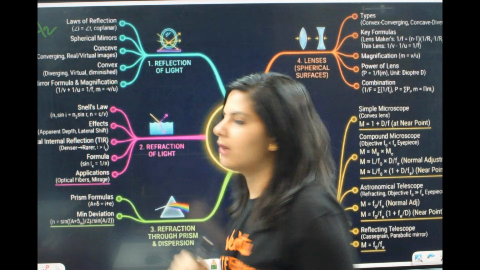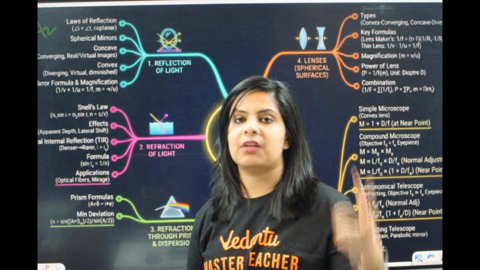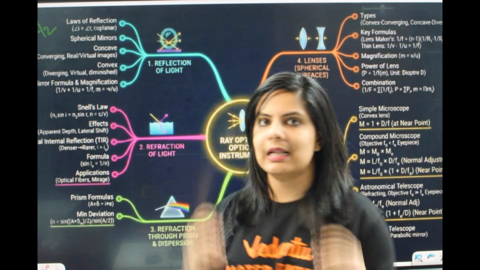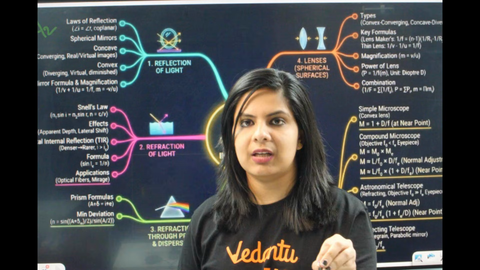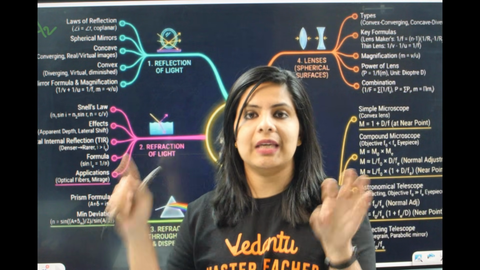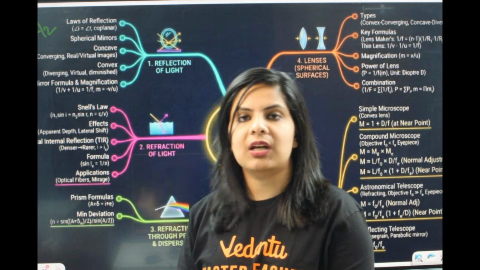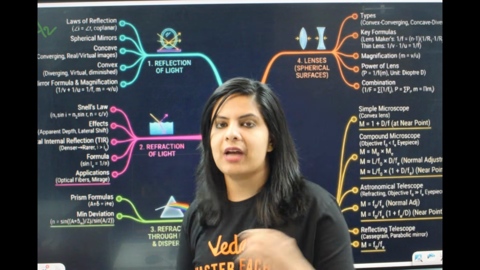Next we go straight to refraction. In the laws of refraction, there are two major points. The first one: the incident ray, refracted ray, and normal are in the same plane. And the second is Snell's law. Snell's law is nothing but the refractive index of the first medium into sine of the incident angle, which is equal to the refractive index of the second medium into sine of the refracted angle. So refraction is very simple.